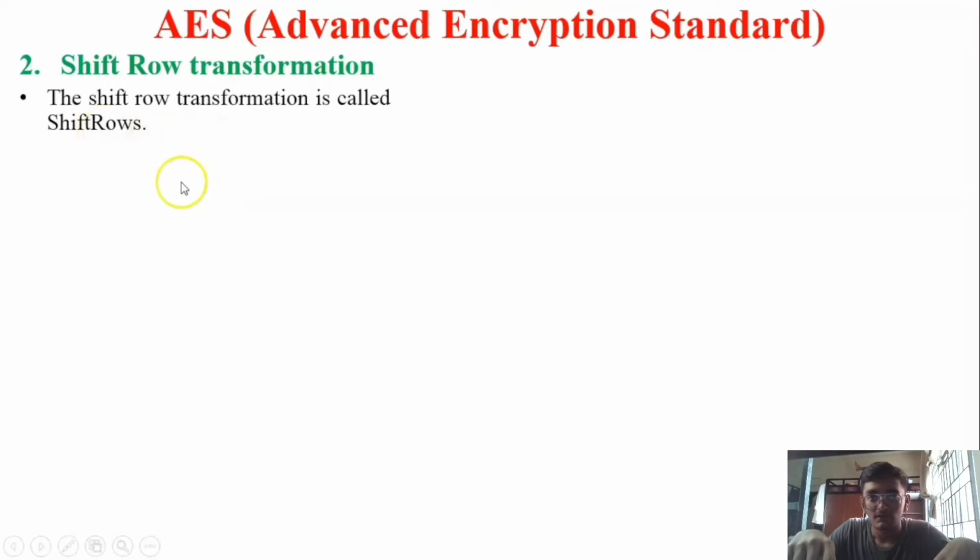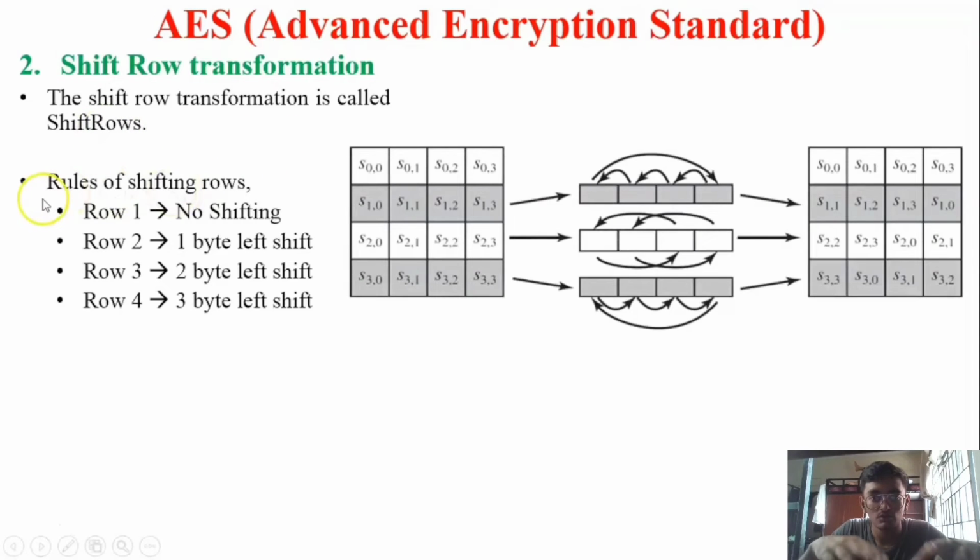The second AES transformation function is the shift row transformation, called shift rows. Now these are some rules of the shift rows transformation function. In the given matrix, in row 1 there is no shifting. You can see S00, S01, S02, S03, and the same here, 00, 01, 02, 03. It means there is no shifting. In row 2, there is a 1 byte left shift. So S11 is put here, S12 is put here, S13 is put here. Now check.